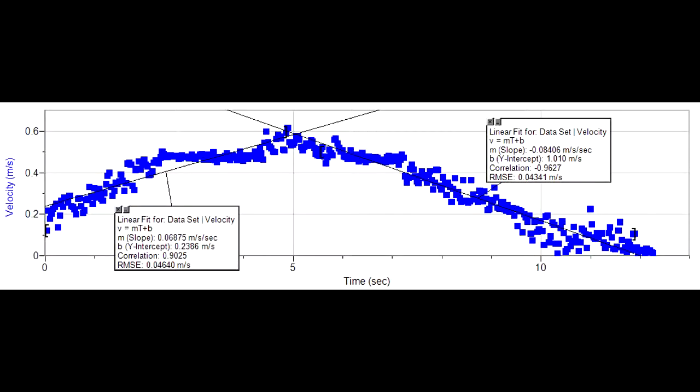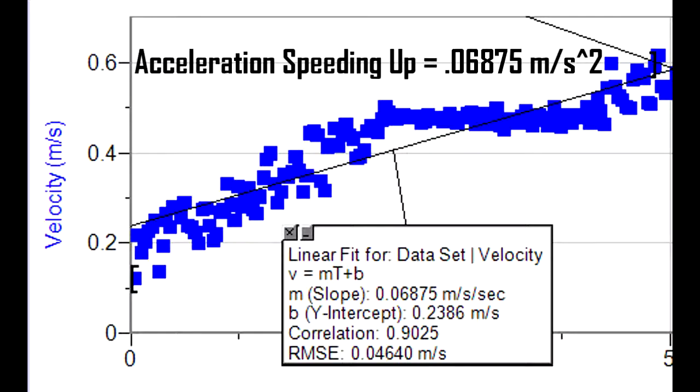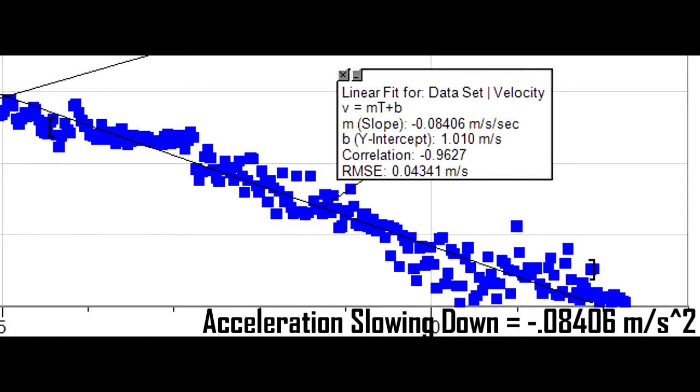This is a graph of the velocity that shows the car speeding up and slowing down. The lines are the slopes of the velocities of the car, which are the two different accelerations. The car's positive acceleration for when the car is at its greatest speed is 0.06875 meters per second squared. The car's negative acceleration for when it is decreasing to zero is negative 0.08406 meters per second squared.